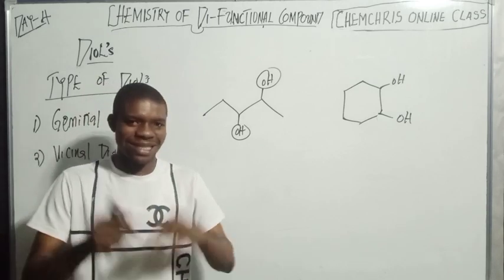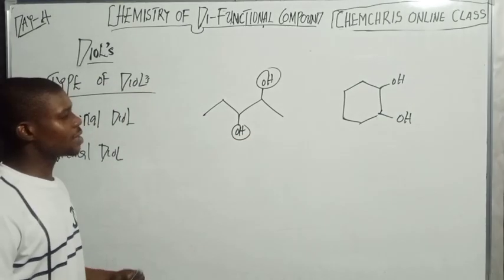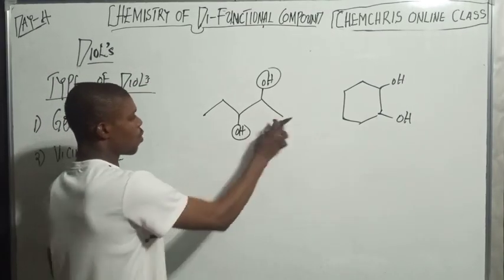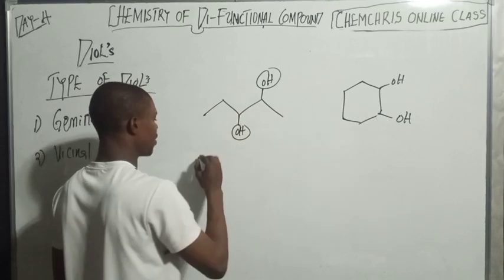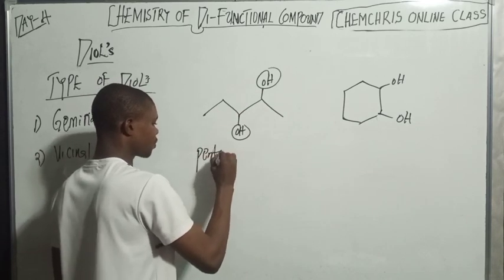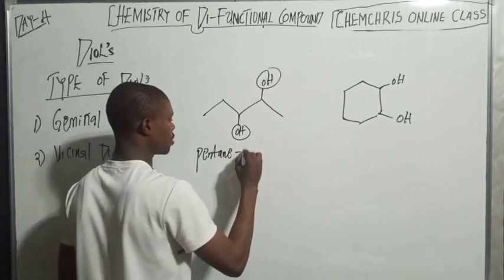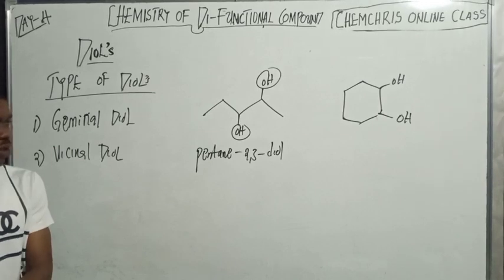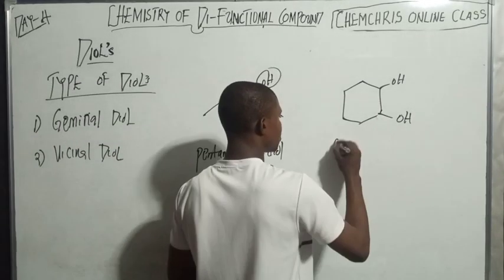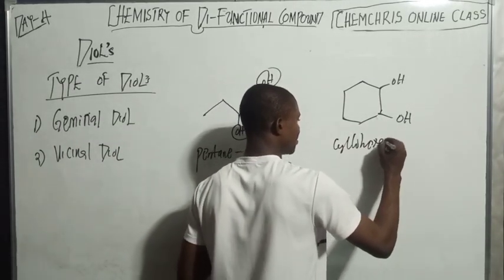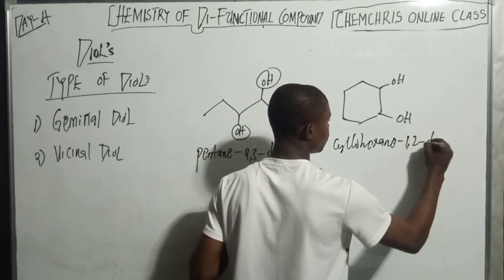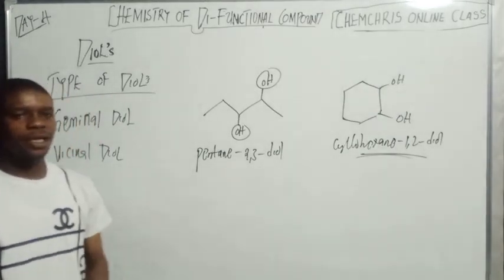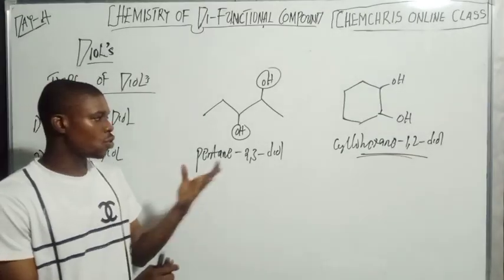These are the things I want to look at in this video. What is the name of this one here? The name of this one is going to be 1, 2, 3, 4, 1, 2, 3, 4, 5, pentane-2,3-diol. Pentane 2,3 what? Diol. Here it is going to be cyclohexane-1,2-diol. So that is the type of diol we have, and we are going to look at them.